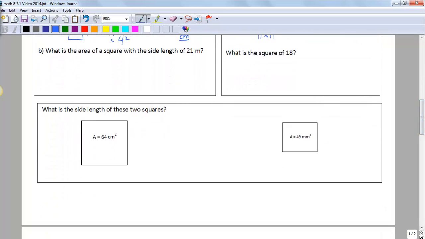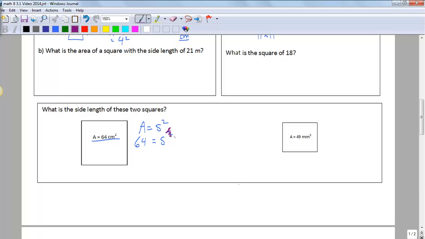And then the last 2 questions on the front, what's the side length of these 2 squares? Okay, so this one you're working backwards. Like you already have the area. We know that area is side squared or x squared. So if area is 64, right, I'm trying to find the letter part.